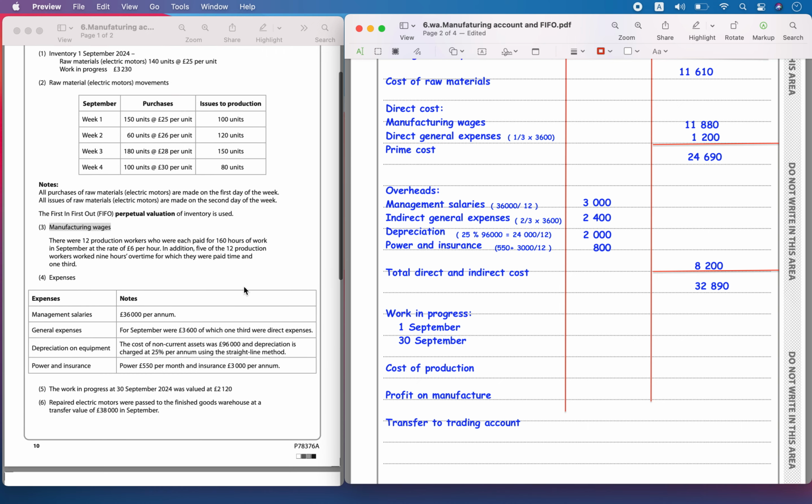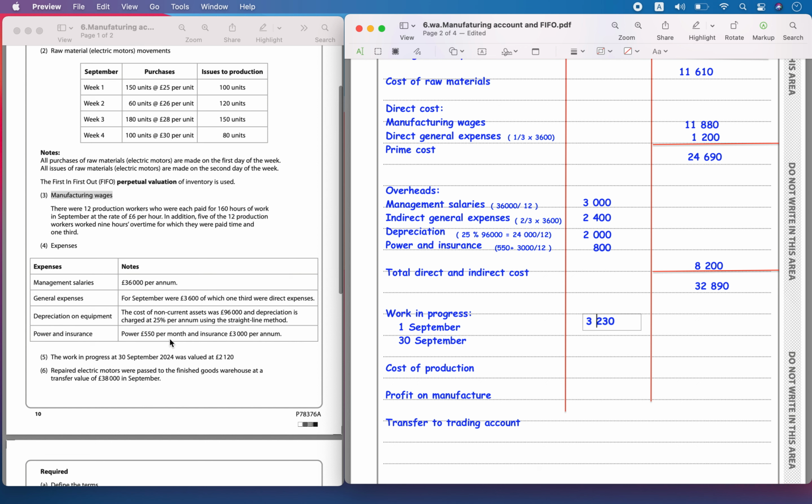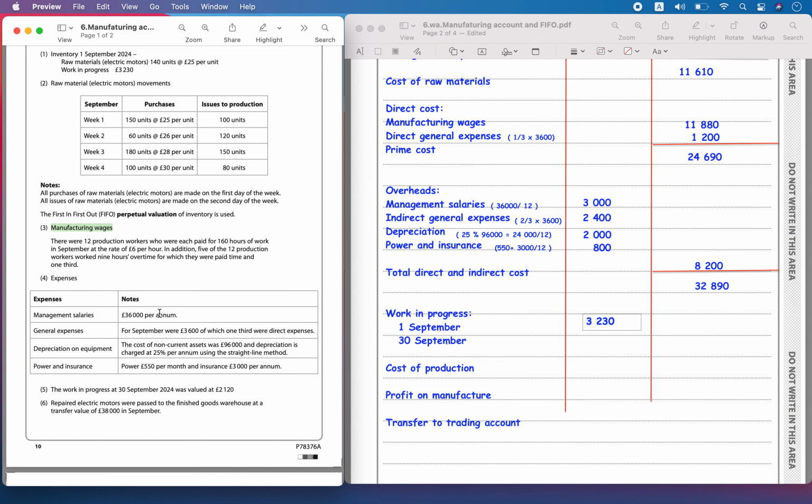Next we have work in progress. The work in progress at the beginning was 3,230. And then less, you have to subtract closing work in progress. The work in progress at the ending was around 2,120. Now subtract these two and the value is 1,110.